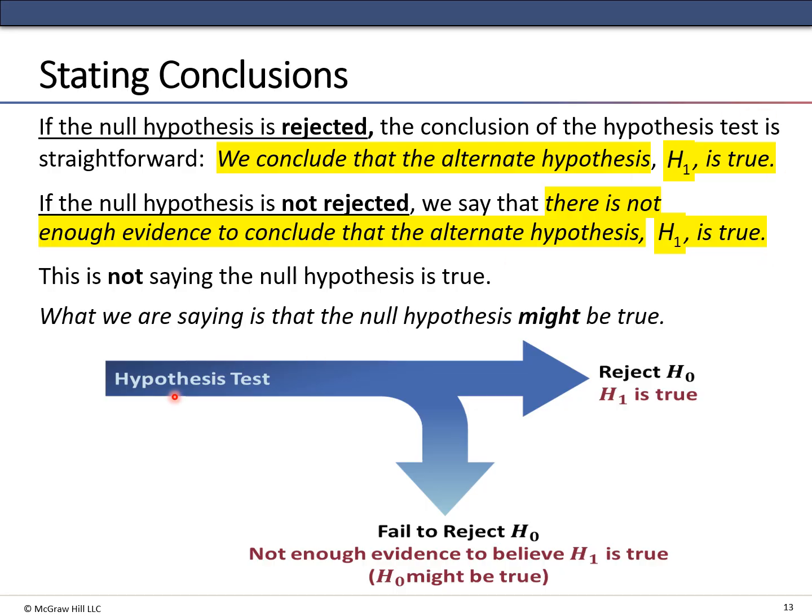So again, when we have a hypothesis test, if we reject the null, our conclusion is the alternative is true. If we don't reject the null, we don't talk about the null, we just talk about the alternative still. Both of our conclusions are about the alternative, and when we cannot reject the null, we say there's not enough evidence to believe the alternative is true. So again, all of our conclusions are about our alternative hypothesis.